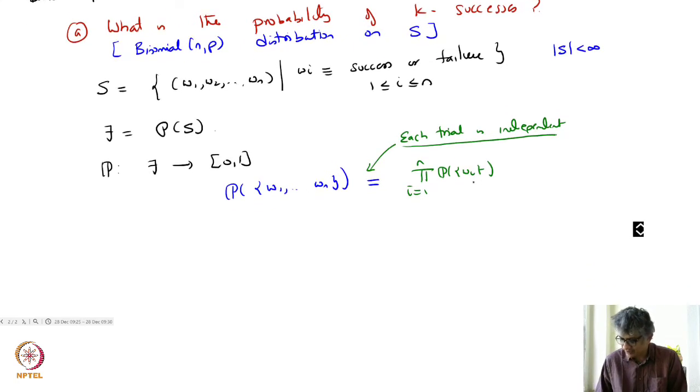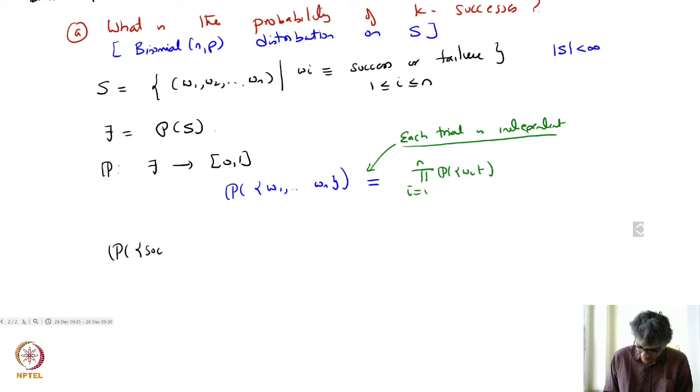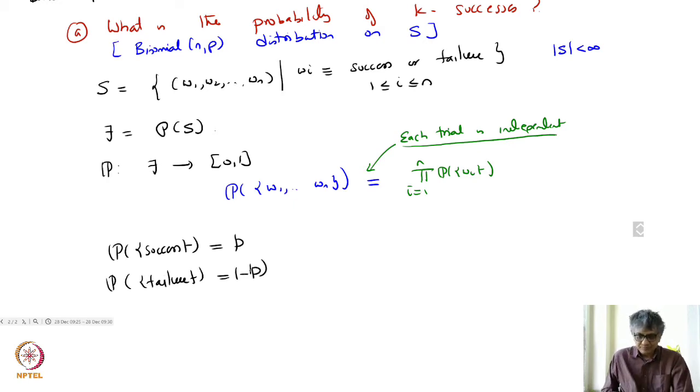So now this is also easy to see, right? We know that the probability of success is p, and the probability of a failure is 1 minus p. So immediately one can try and write this probability out. The probability of this product is just going to be p to the power the number of i such that omega i is equal to success, and 1 minus p to the power the number of i such that omega i is a failure.